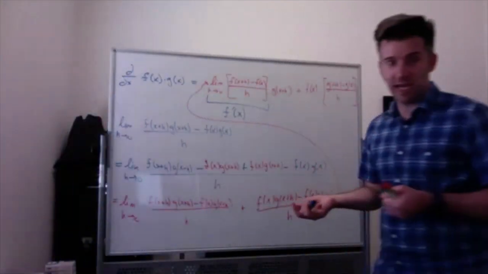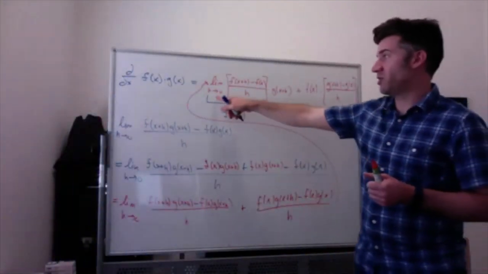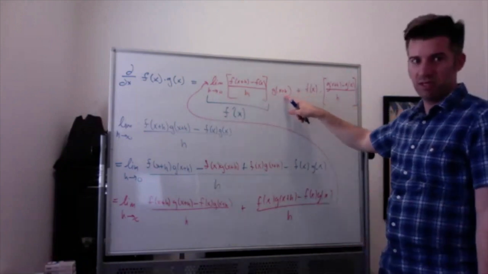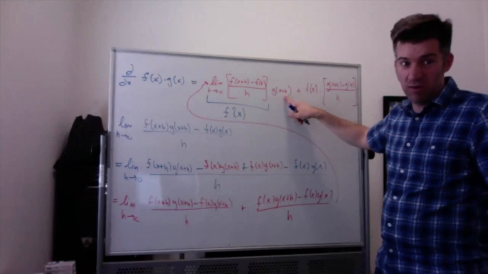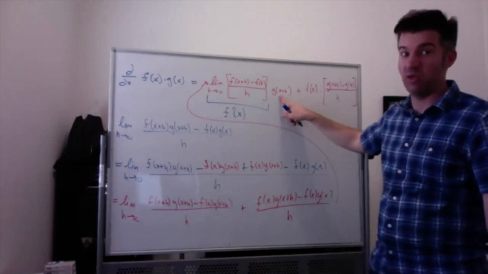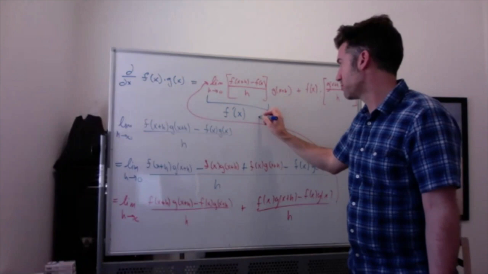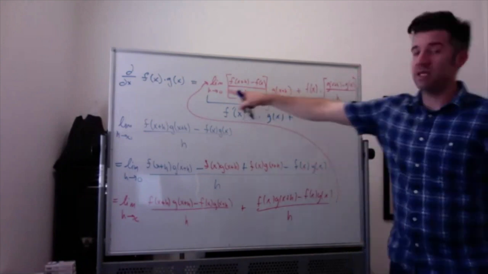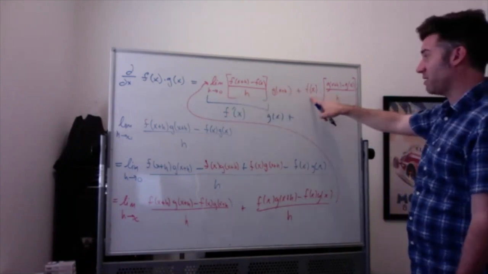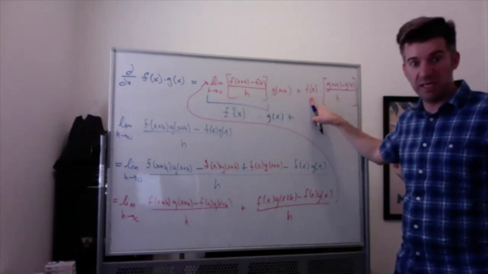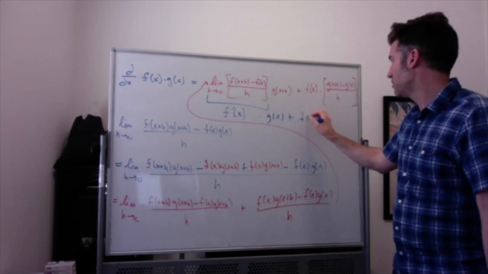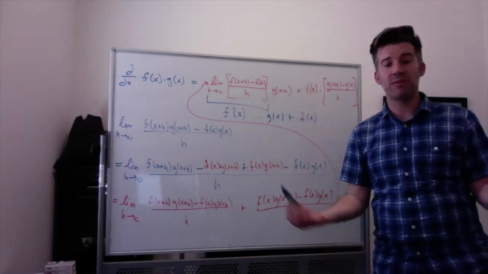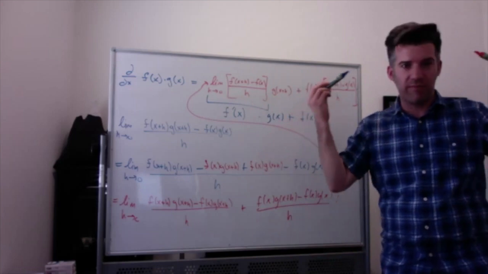Okay, this is not nearly as exciting. As h goes to 0, what's the limit as h goes to 0 of g of x plus h? Well, then you just let h go to 0, and you get g of x plus 0, which is g of x. Plus, the limit as h goes to 0 of f of x is just f of x. There's no h's in there to mess things up.